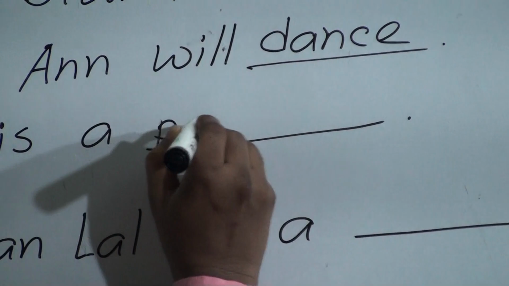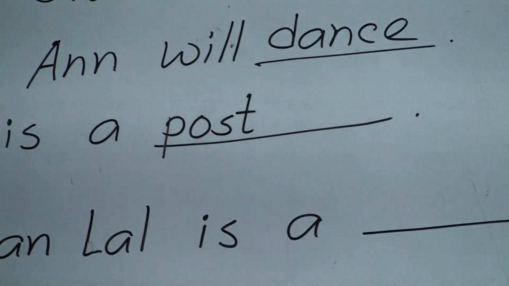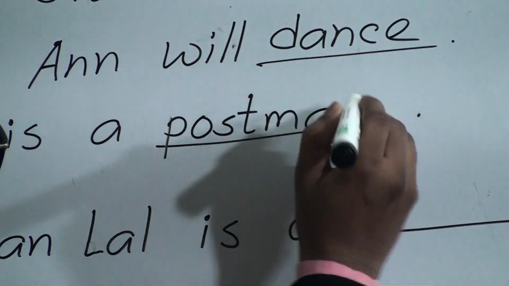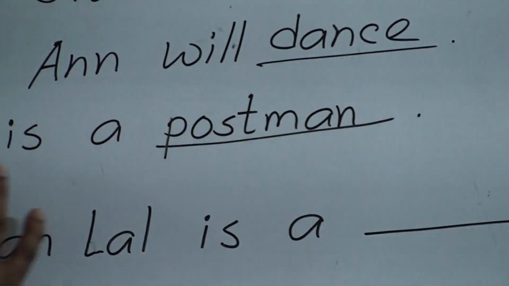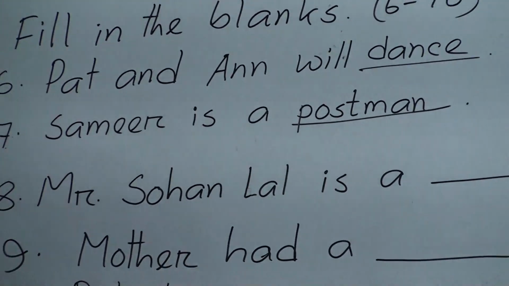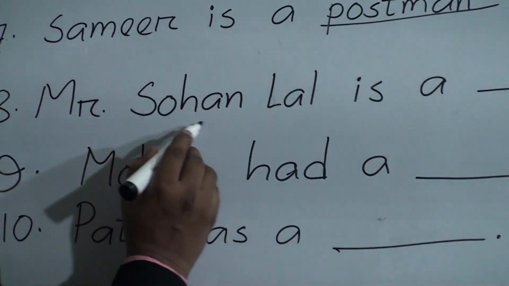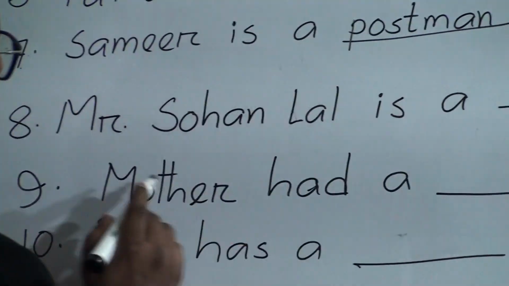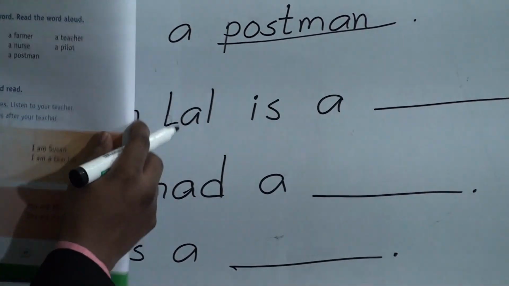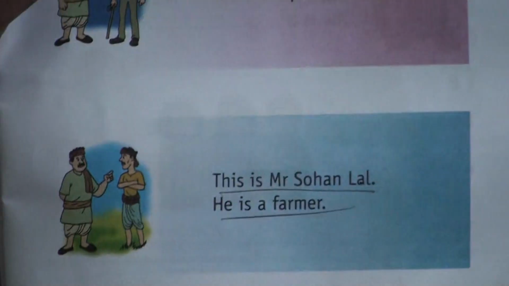Spelling: P-O-S-T, post, M-A-N, man, postman. So Samir is a postman. Let's go to question number 8. Mr. Sohan Lal is a dash. So where we will find the answer? Let's go to this book, page number 25.